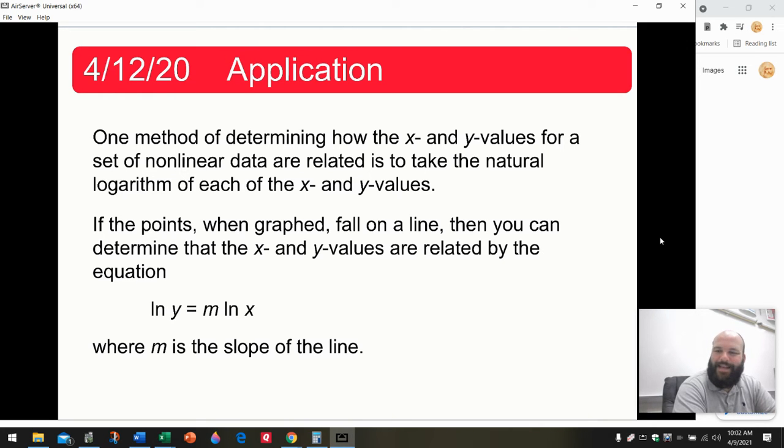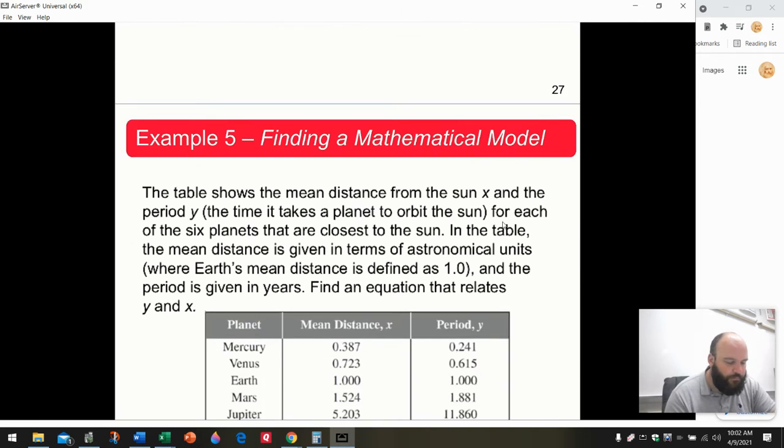And so when the data is not linear, an approach to finding an equation that will represent that data well is to take the natural log of all of that data. It says if the points when graphed fall on a line, after you've taken the natural log of all your data, then you can determine that x and y values are related by the equation natural log of y equals m times the natural log of x, where m is the slope of the line. So m represents slope just like it always has before.